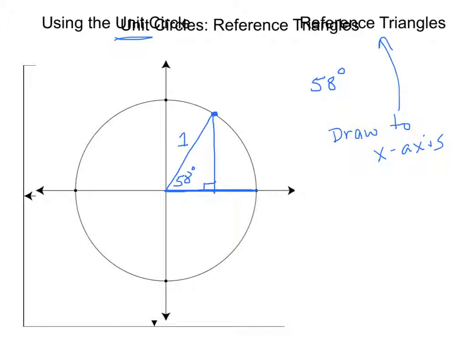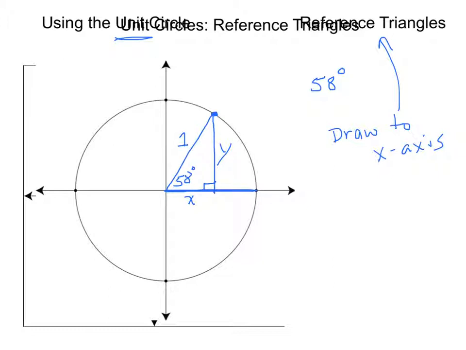So if I wanted to find the other two sides of this triangle, x and y, how could I solve for x or y? Just use trig functions. I would use cosine for x and sine for y. Okay, and use that 1 as a hypotenuse. So we use trig functions.